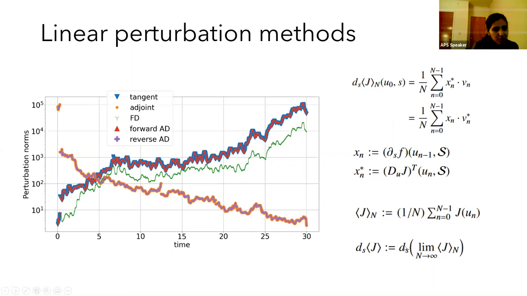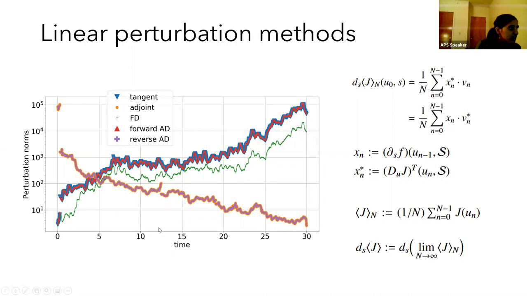Whereas the derivative we are interested in is very much a bounded quantity, because it takes the infinite time average of J, which is also equal to the statistical average of J, and it measures how much the statistics change if we change the parameter. And in this linear response regime that we are interested in, the change in the statistics is a finite bounded quantity.